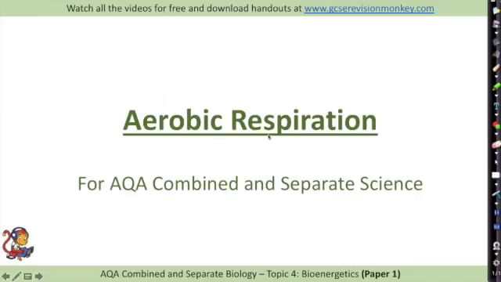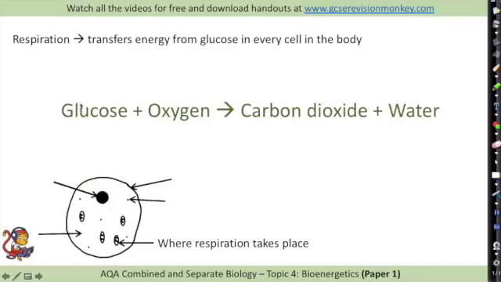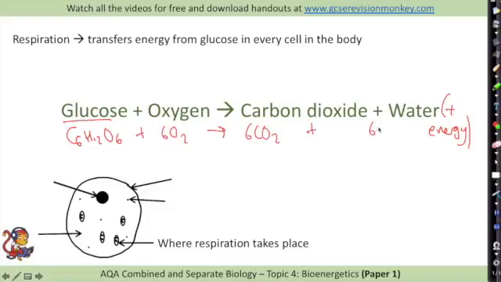The first type of respiration that we're going to talk about is something called aerobic respiration. This is the equation for aerobic respiration. It says that glucose reacts with oxygen to produce carbon dioxide plus water, and you'll also see plus energy in brackets, because energy is not a molecule, but it is something that is released in this reaction. If we put the chemical symbols in here, we've got C6H12O6 plus 6 lots of oxygen produce 6 CO2 plus 6 H2O.